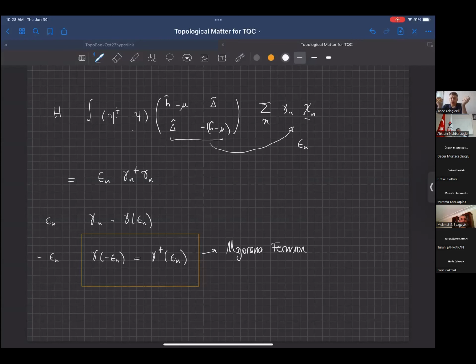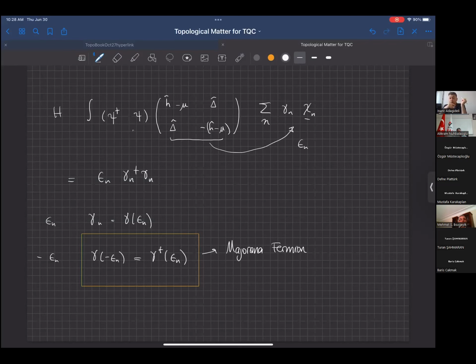So now, the more important thing is that if you look at the commutator relations of these gamma n's, you would find out that they satisfy the same commutation relations as your psi. They anti-commute, and if you have them exchanged and so on and so forth, okay? As long as you look at only positive energies. And you know, this fake doubling there.